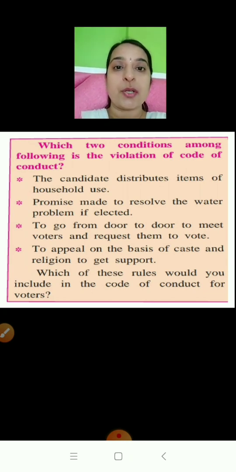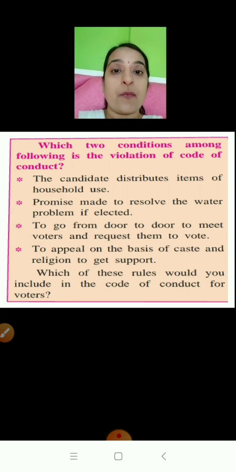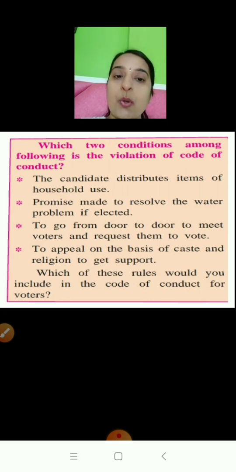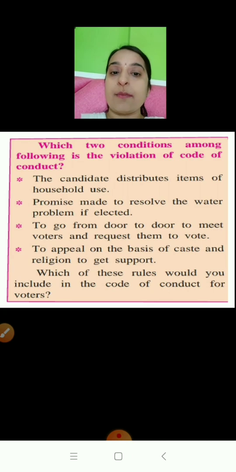Now let me see whether you are able to answer this or not. Which two conditions among the following is a violation of the code of conduct? Means we are not observing the rules and regulations which are set forth by the Election Commission. Now just have a look, children. The candidate distributes items of household use. Promise made to resolve the water problem if elected. To go from door to door to meet voters and request them to vote. To appeal on the basis of caste and religion to get support.